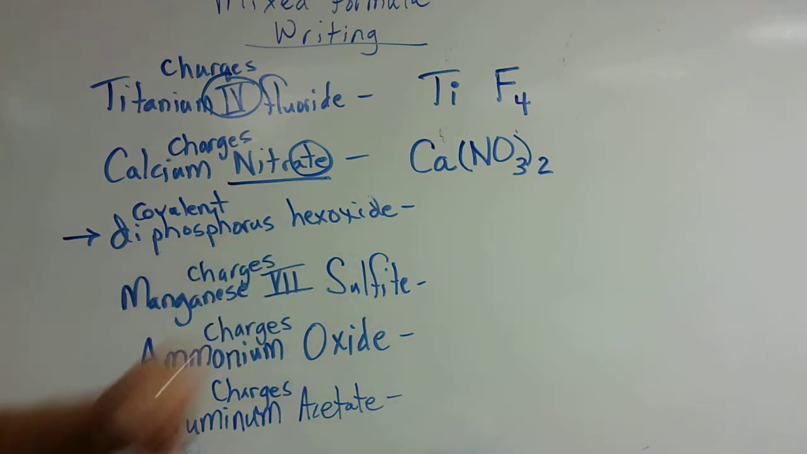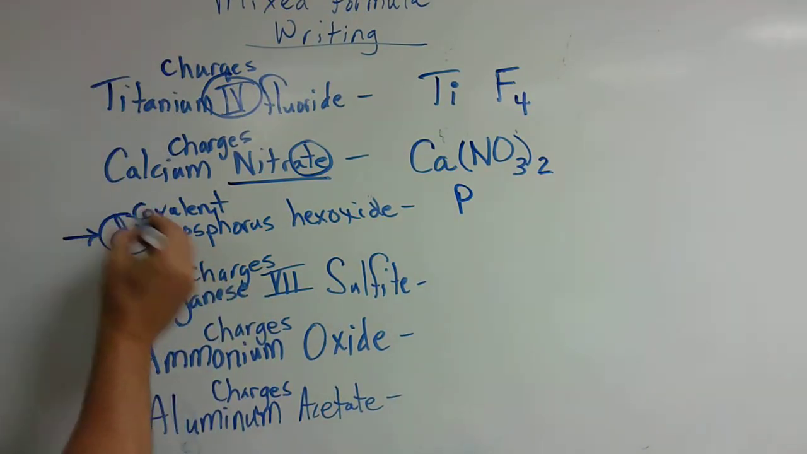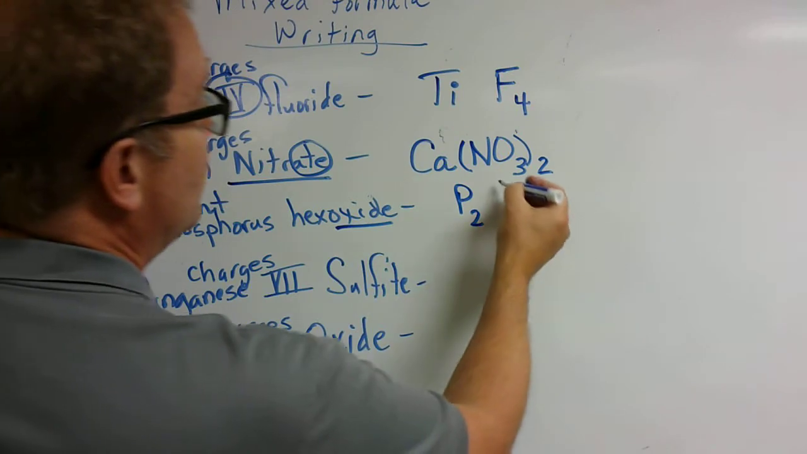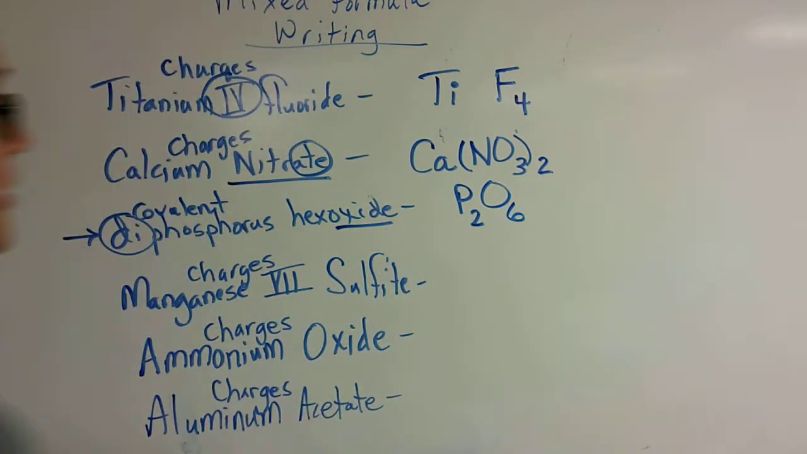This one is kind of great because all I have to do is just write the symbols and write the subscripts. So I got a P with a di, which is a 2, and then my oxide, which is an O, and I got a hexa, which is a 6. I am done.